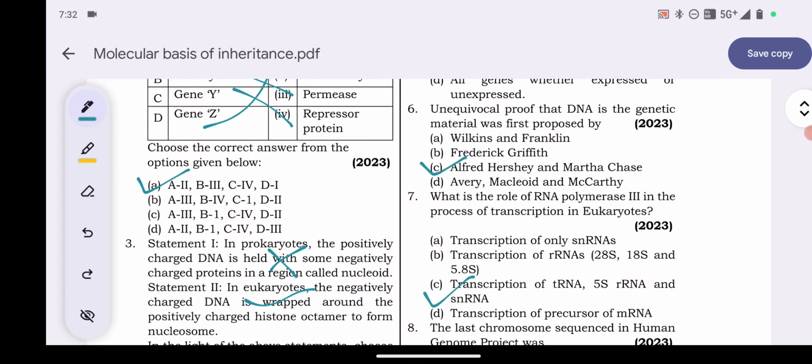Now explanation. In eukaryotes there are three major types of RNA polymerase: RNA polymerase 1, polymerase 2 and polymerase 3. RNA polymerase 1 transcribes 5.8S, 18S and 28S rRNA. Second, the option B was transcribed by RNA polymerase 1. Next, RNA polymerase 2 transcribes hnRNA, that is the precursor of mRNA, which was option D. So the answer for RNA polymerase 3 is option C: transcription of tRNA, 5S rRNA, snRNA and scRNA.